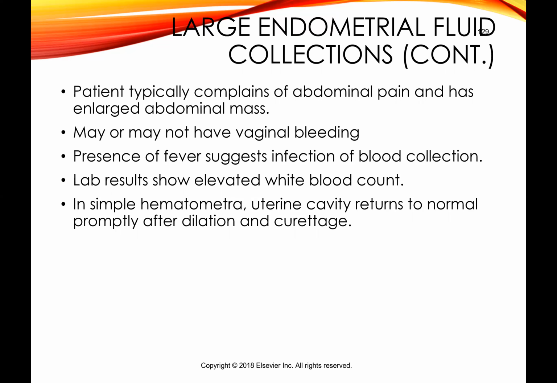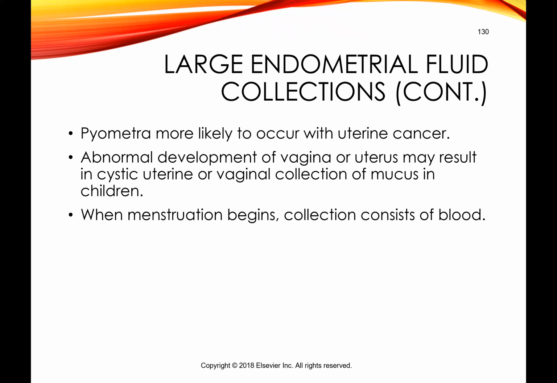So the patient will undergo surgery, usually D&C or dilation and curettage, and they will just be able to take that out, and a lot of the time it can help alleviate the symptoms. Pyometra, where there's pus within the uterine canal, is more likely to be uterine cancer.